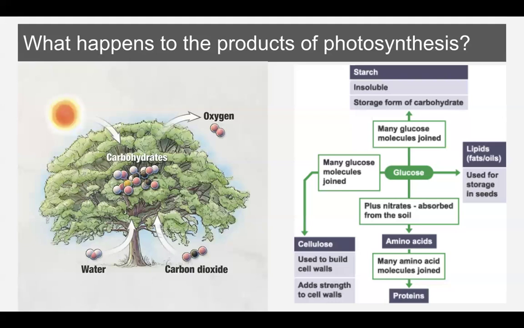The other thing that can happen to glucose is, remember, glucose and carbohydrates are made of carbons, hydrogens, and oxygens. Lipids are also made of carbons, hydrogens, and oxygens. So trees can take those glucose molecules and rearrange the atoms and make lipids. So trees do make lipids, one of the biomolecules, and they make them from those glucose molecules.